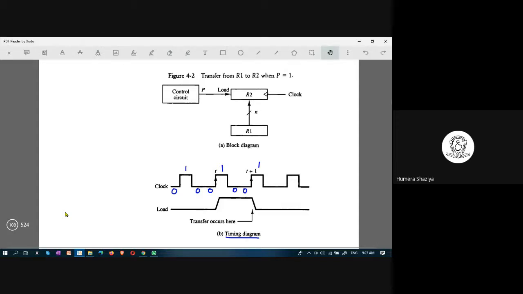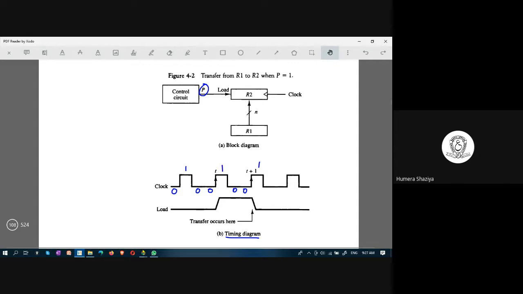When a transfer occurs, that can be denoted in this timing diagram. Here there is a control circuit. There is circuitry that generates P. What is P? P is a control signal. If this control circuit generates 1, meaning a true signal, then this load would be equal to true, equal to 1. In that case, what happens?